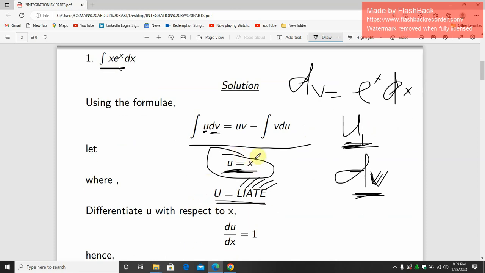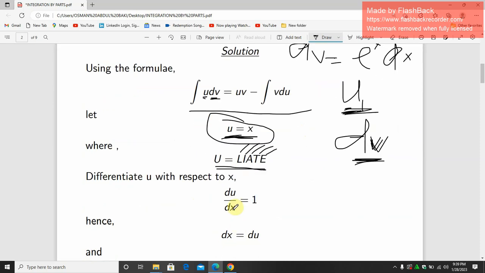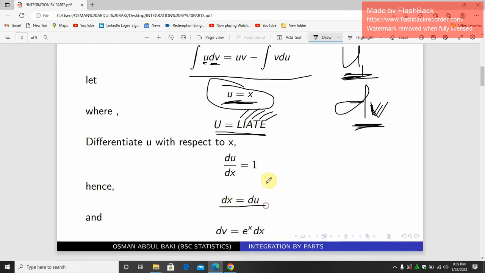When u is equal to x, you need to differentiate u with respect to x. So du/dx is equal to 1. Remember, the differentiation of x is 1, and differentiating every constant is 0. So x is a variable, and the differentiation of x is 1. So du is the same as dx. When you cross multiply, you get du is equal to dx, where dx times 1 is dx.